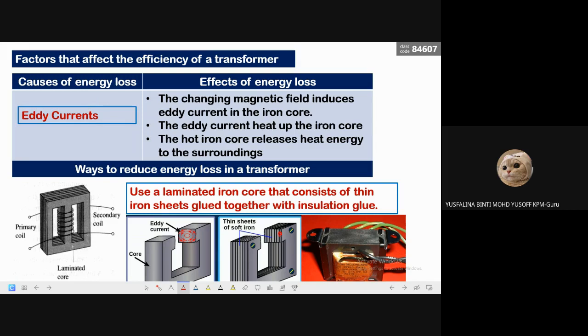This question on the factors is actually what you use for transformer questions, for the 10 marks one.